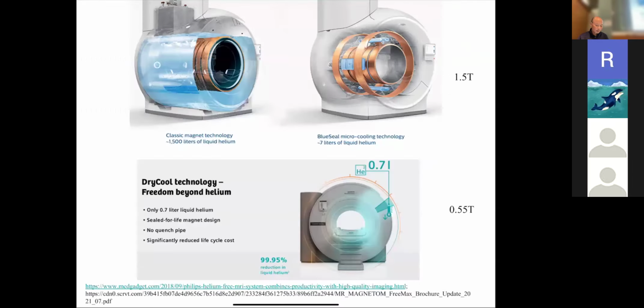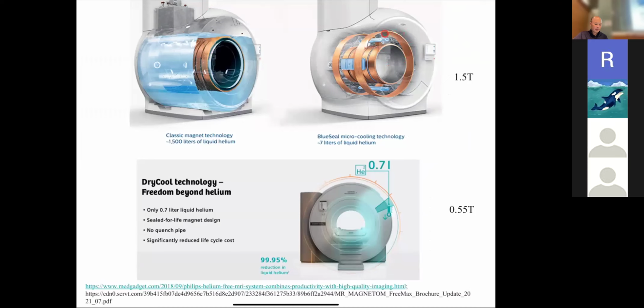Okay. So that's led to, for example, a classic magnet technology would require 1,500 liters of liquid helium. And not only is it expensive, but it's becoming more scarce, right? I forget when it was, but maybe like 5 years ago, it was so scarce that you couldn't even go buy helium balloons at the party store, right? There was like a ban on helium balloons, right?